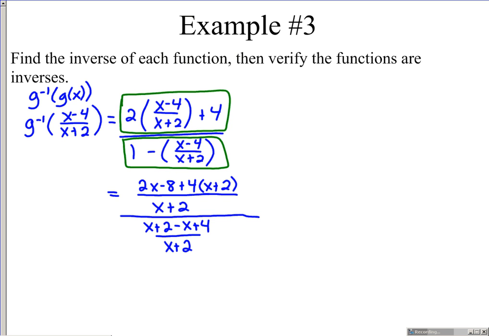Simplify. Up top, we get 2x plus 4x is 6x. Negative 8 plus 8 is gone, so I just have 6x over x plus 2 in the top. In the bottom, x is canceled. 2 plus 4 is 6 over x plus 2. Again, multiply up by the reciprocal, and once again, we're left with 6x over 6, which is just x.